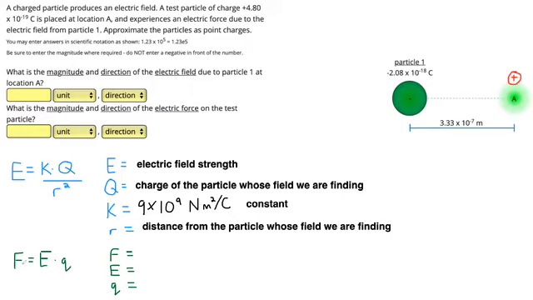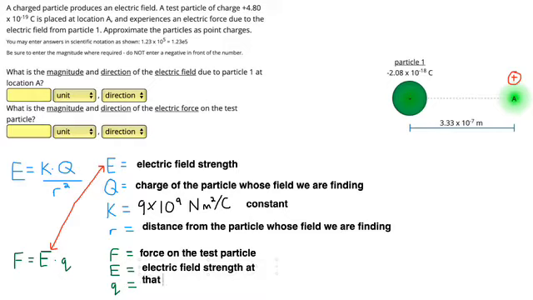And the second equation is going to be finding the force on a particle in the field produced by particle 1. So we're going to be finding the force on the test charge here in that electric field that we already found due to particle 1. And to do that, all we need to know is the electric field strength and the charge of the test particle. So F here is the force on the test particle. E is the electric field strength at that point. And Q is the charge on the test particle.